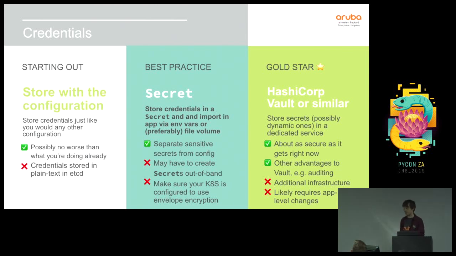Then if you want to go the extra mile and be super cool, you can use HashiCorp Vault or something similar, and it's a completely separate service where you store your secrets. This is about as secure as it gets. I think if you're a bank, you're probably doing this already. And there are other advantages to using services like this, like you can audit the access to the secrets, create secrets dynamically. But this is additional infrastructure, and it likely requires some kind of changes to your app to actually fetch those secrets. So I'm just going to talk about secrets for today.